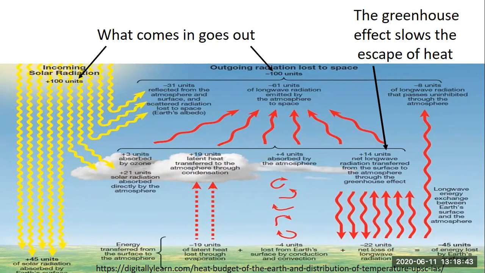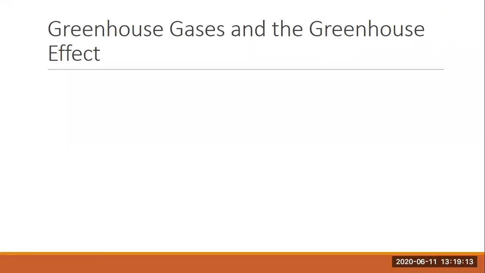The other thing I want to point out is over on the right-hand side, down towards the bottom, you see some red squiggly arrows going up. Right next to them, you see some red squiggly arrows going down. That is trying to represent the greenhouse effect. So essentially what's happening is you have heat that's trying to escape, but some of it gets re-radiated back towards the Earth's surface. We're going to explain that process in the next few slides. So let's talk a little bit about greenhouse gases and the greenhouse effect.